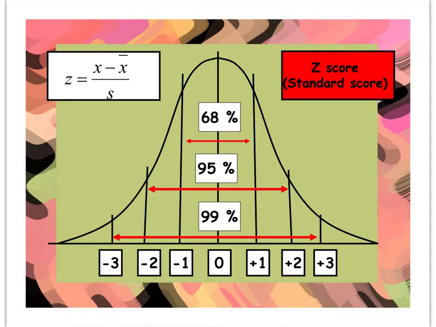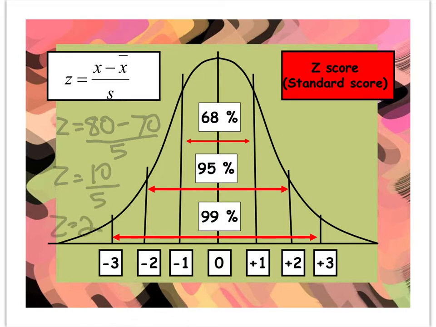So using the same numbers, I can say my Z is a score of 80 minus the mean, which was 70, divided by the standard deviation, which was 5, right? So I get my Z equals 10 divided by 5, or my Z equals 2.